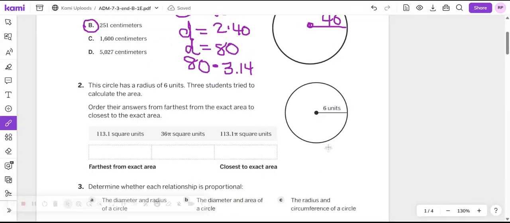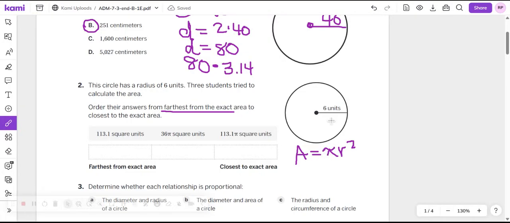Number 2, the circle has a radius of 6 units. 3 students tried to calculate the area. Order their answers from farthest from the exact area to closest. So I'm going to start with the closest. I know that area of a circle, area is equal to pi times the radius squared. When we use 3.14, we're estimating. So the closest answer, the most exact answer, is leaving pi as part of the answer.